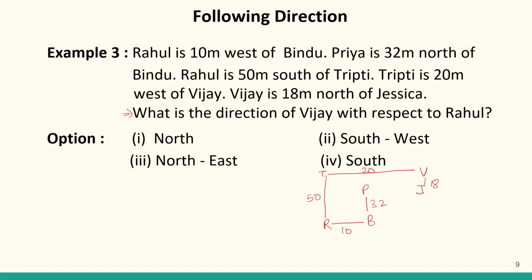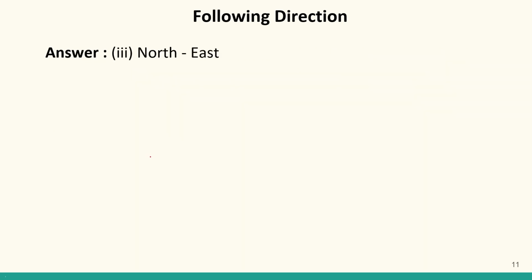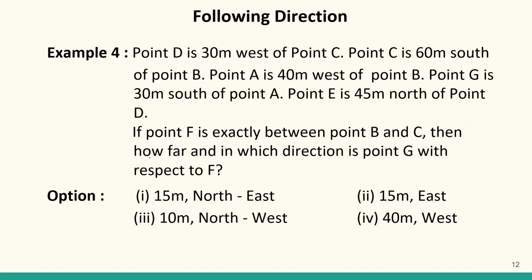So this much information is given to us, right? What is the direction of Vijay with respect to Rahul? So with respect to Rahul, we have to look at the point from Rahul. So from the point of view of Rahul, the direction of Vijay is this. And this is which direction? This is towards the north and east. So the answer will be option number 3, northeast. Okay. Now, example number 4.